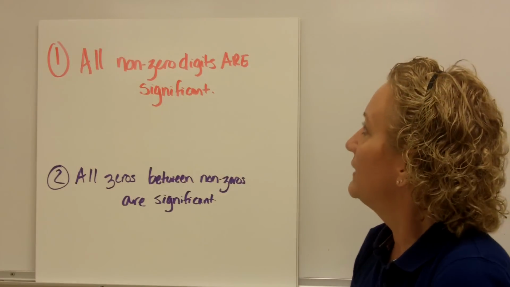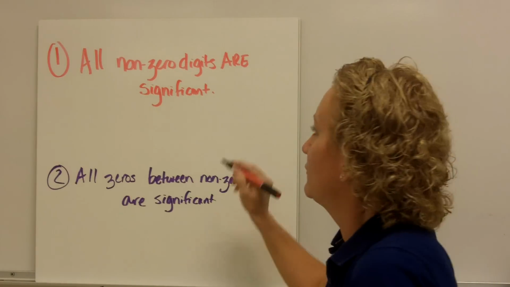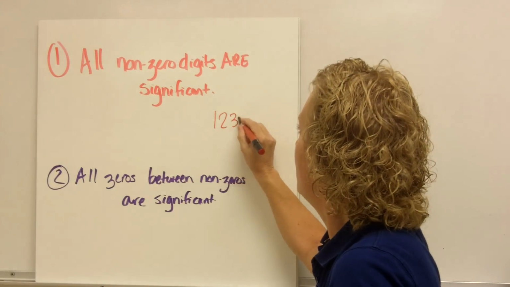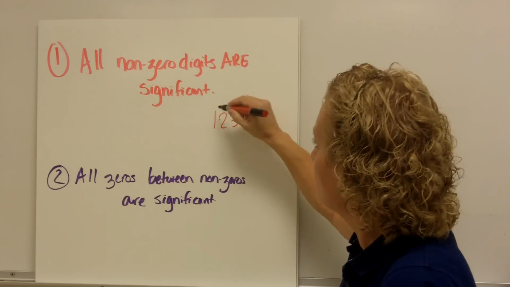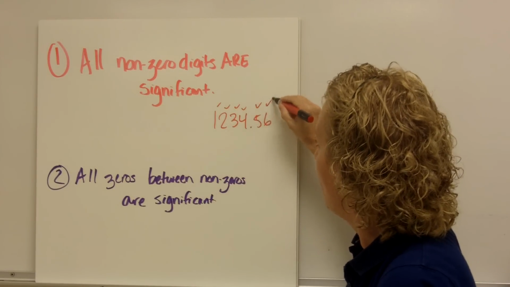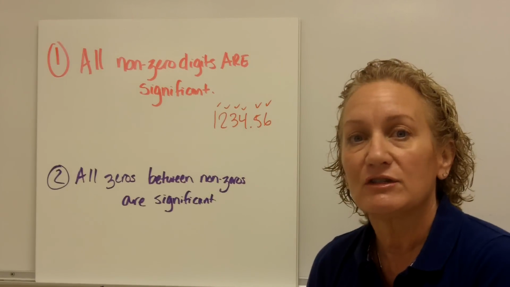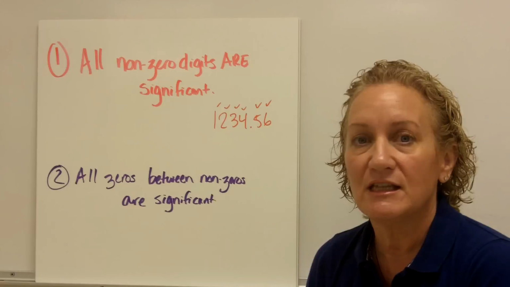All right, the first rule is that all non-zeros are significant. So if I have the number 123.456, those are all non-zeros. So you have 1, 2, 3, 4, 5, 6 significant figures. 6 significant figures. That's the easy one.